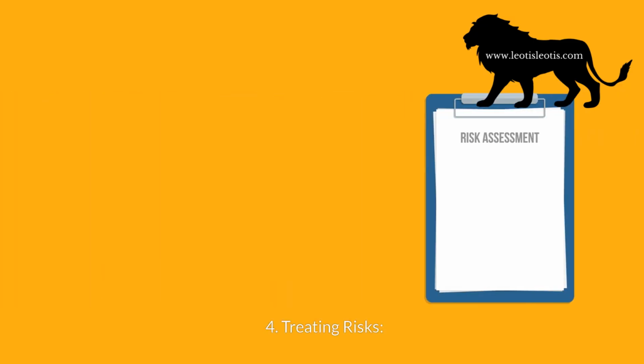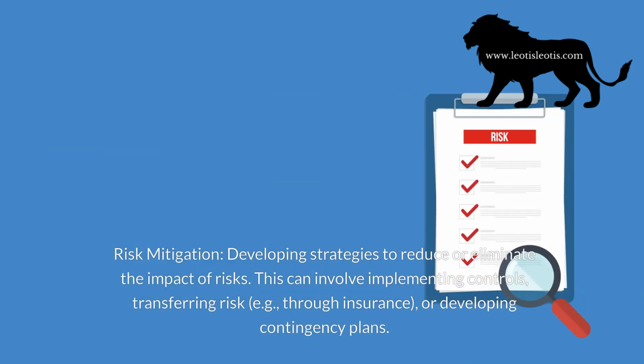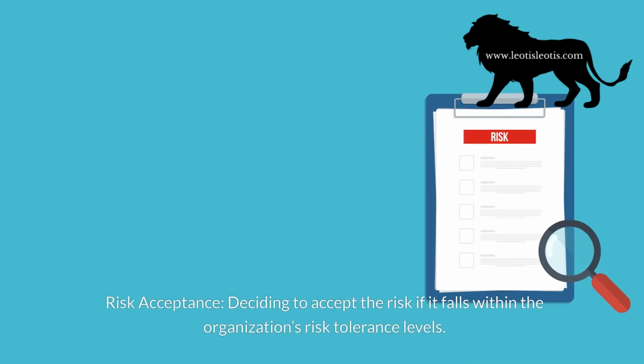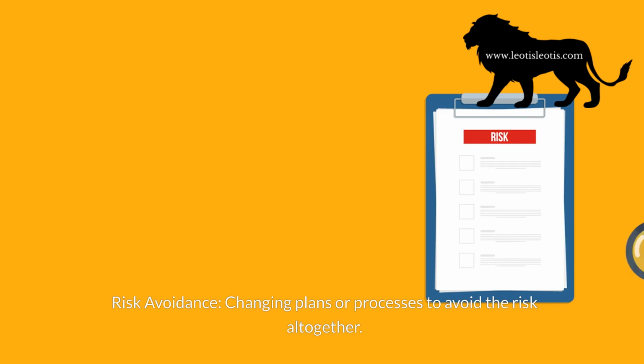4. Treating risks. Risk mitigation: developing strategies to reduce or eliminate the impact of risks. This can involve implementing controls, transferring risk, e.g., through insurance, or developing contingency plans. Risk acceptance: deciding to accept the risk if it falls within the organization's risk tolerance levels. Risk avoidance: changing plans or processes to avoid the risk altogether.